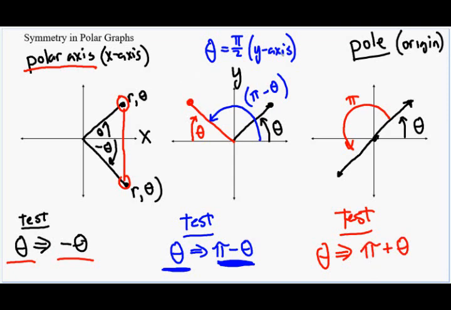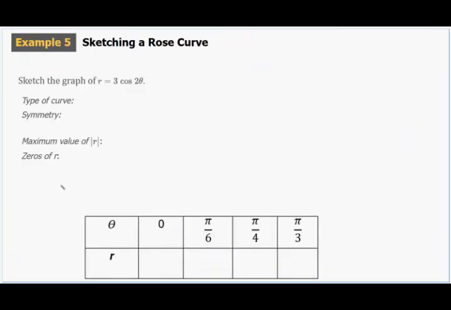All right, so there's our 3 tests to see if we have these types of symmetry. So let's check example 5. I believe in the notes I gave you, we should have one more box on here with pi over 2. So the type of curve here, we know it's going to be a rose curve. And this is an even number 2, so we're going to have twice as many. We're going to have 4 petals. Now we're going to check each of our types of symmetry.